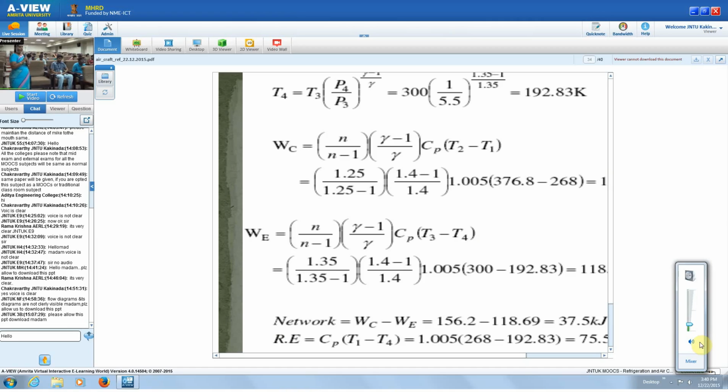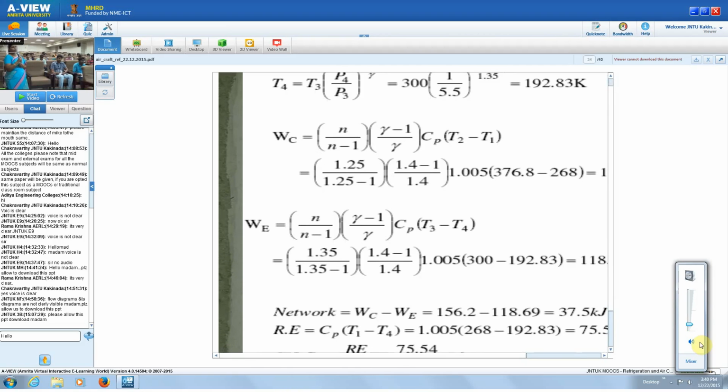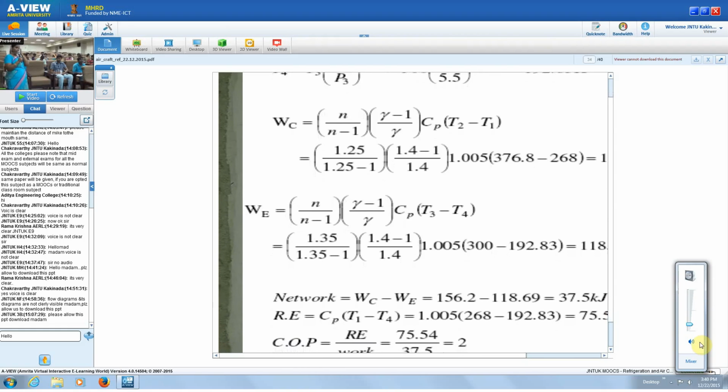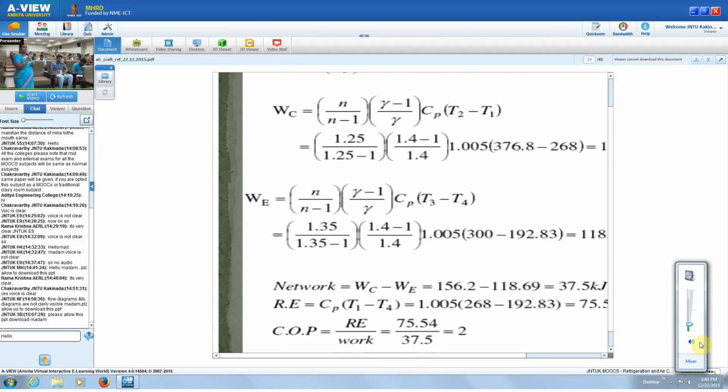Then with that you find out the net work required: work by compressor minus work done by the expander. Then find out the refrigerating effect produced during the process 4-1. That is Cp into T4 minus T1. So after getting the refrigerating effect and net work done, you can find out the coefficient of performance. So coefficient of performance for this problem is 2.